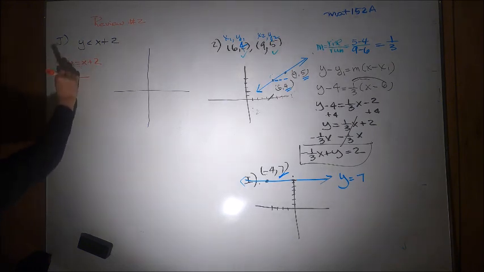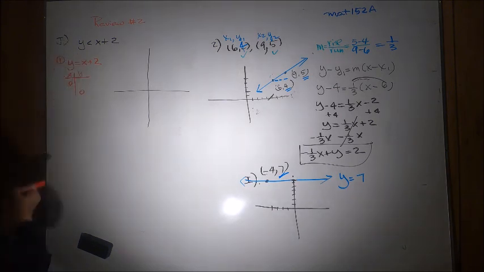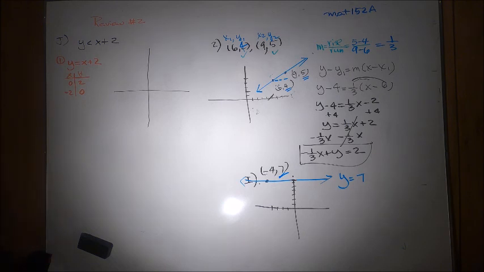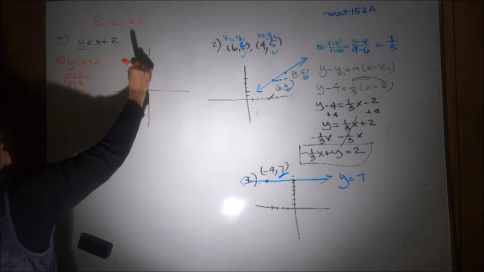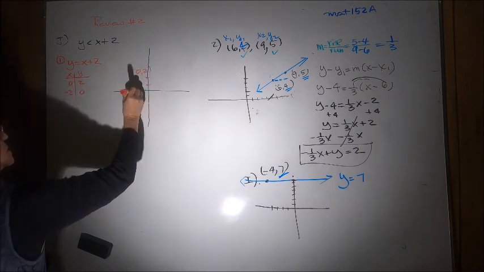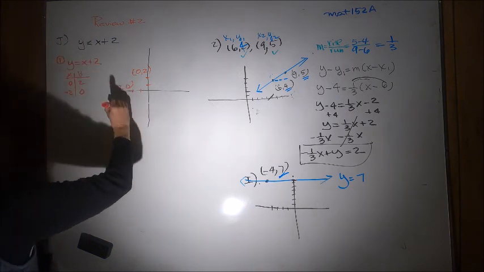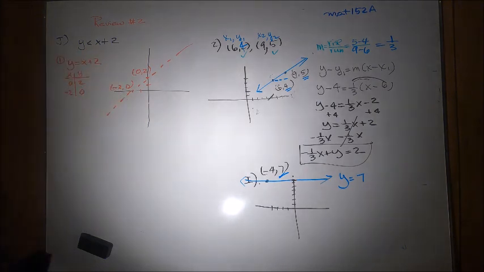It's a line. So you plug in 0, or we can just do 0, 0. Practice that. X is 0, y is 2; y is 0, you plug in x is -2. So we have 0, 2, and negative 2 and 0. So do we use a dashed line or a solid line? A dashed line, because there is no less than or equal to, only less than.